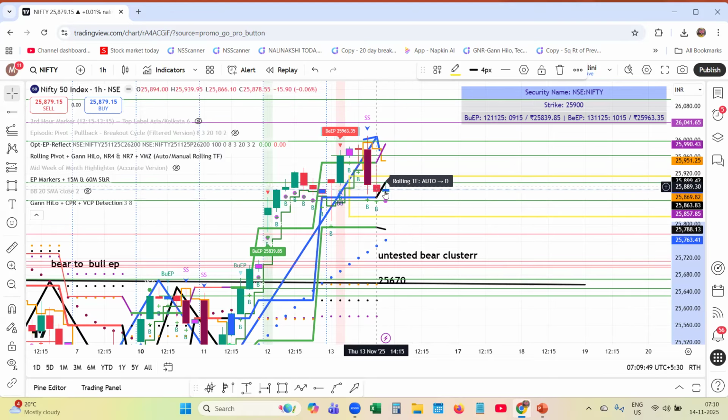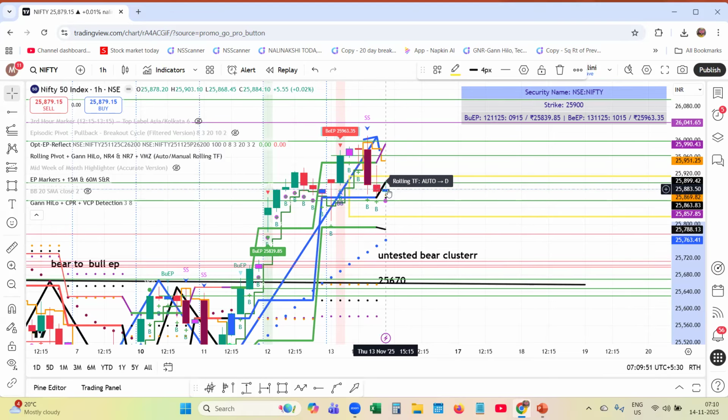25,889 and 25,868. Suppose the market starts breaking below this level, then it is a sell-off. Sometimes the market will try to move above this. This is a flip zone, a flip level. If you carefully observe, this level is 25,940.